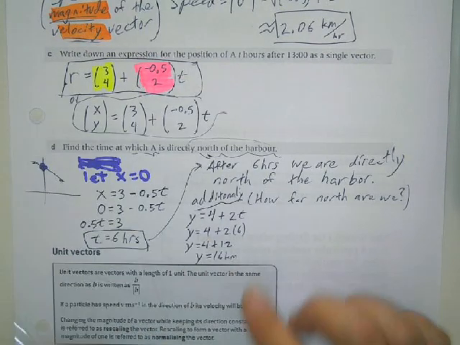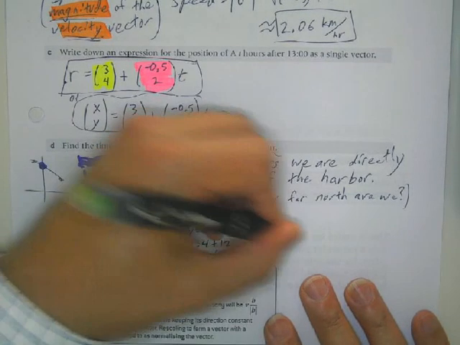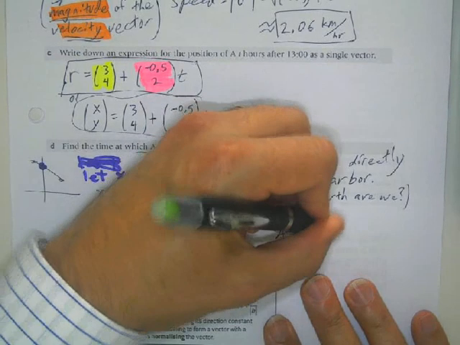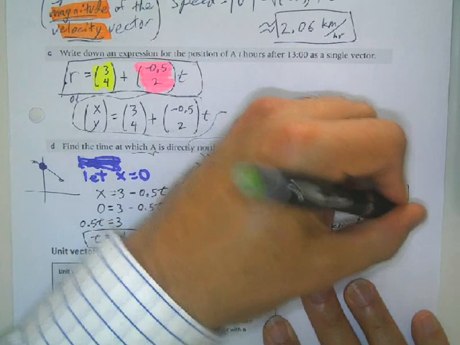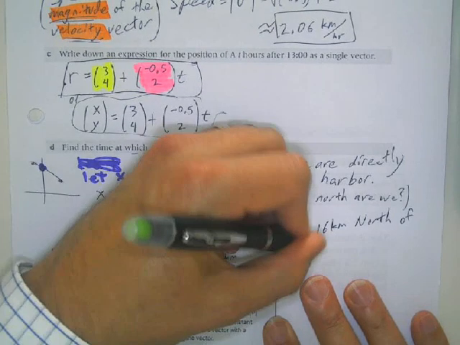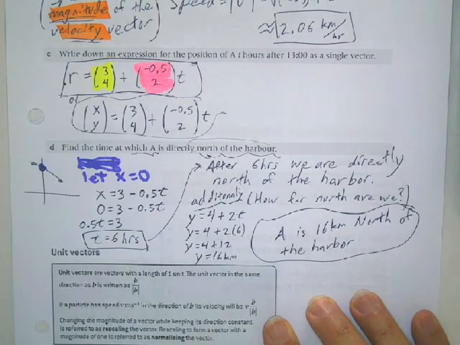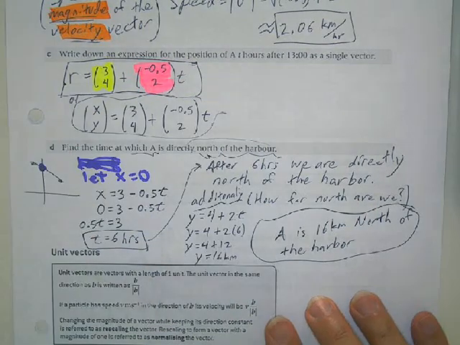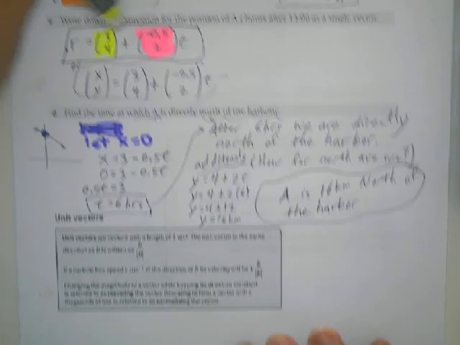So A is 16 kilometers north of the harbor. Sometimes they may ask you how far north. Sometimes they ask you how long it takes to get there. Okay. This is super, super important.